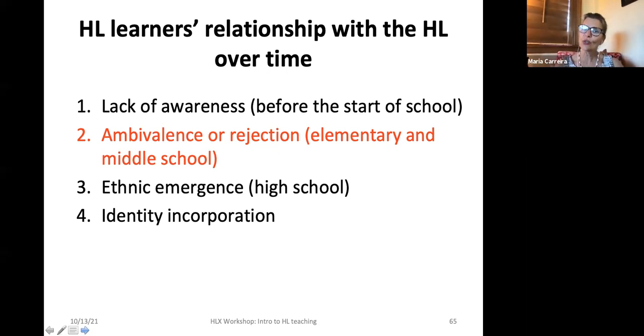But then when they start school, they notice they're different and they're going to reject that HL because they don't want to stick out like a sore thumb. Okay, so this is when they say, I don't want to speak the HL. There's a rejection there, right? When they get to high school and college, there's ethnic emergence and they really want to go full throttle on exploring their identity. And some people get to identity incorporation, which is where that learner was that I read from, where you take pride in both of your sides and you accept the rejection and you live as you are, you kind of accept yourself.